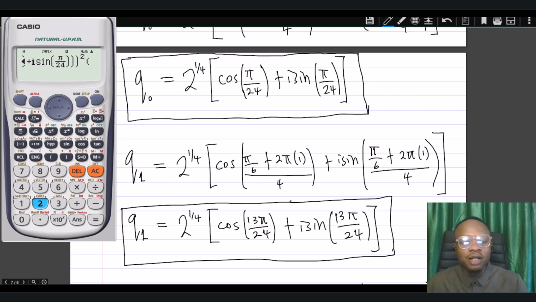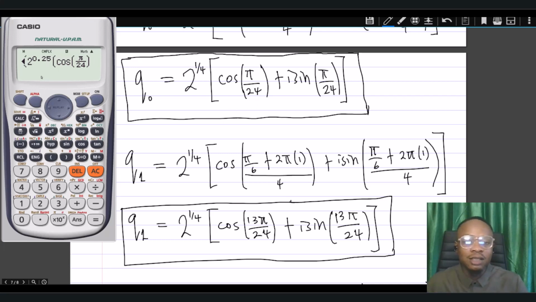So this is 2 to the power of 1 over 4, so let's say 2 to the power of 0.25. And then we have the cosine. Sorry, let's get back down first. So this is multiplying the cosine of pi over 24. So we have shift, then pi, then divided by 24. We're just trying to find our way around the limited capacity of this calculator to raise a number to the power of 4. So when you raise it to the power of 2 twice, then multiply.